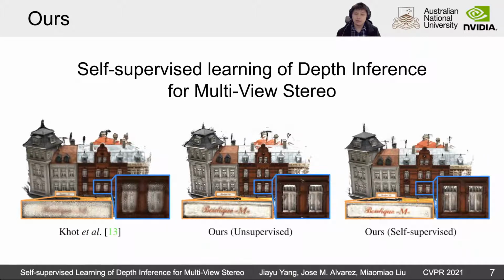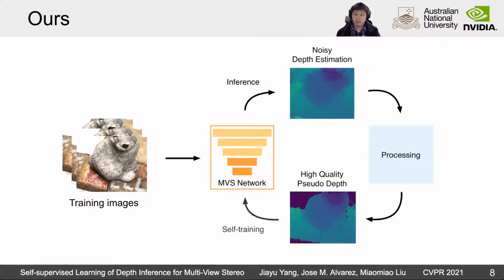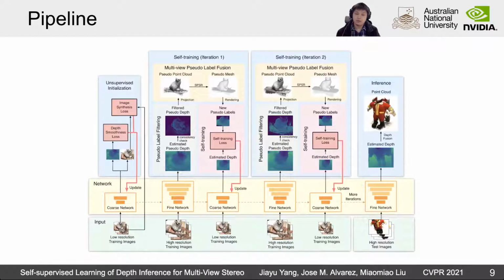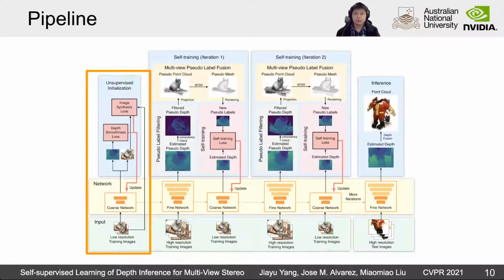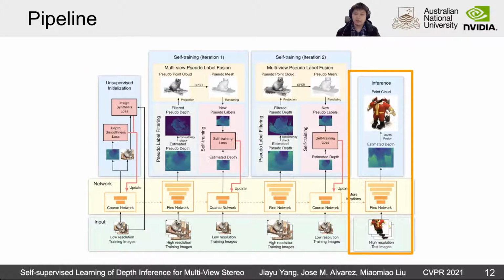Our method can achieve performance similar to its supervised counterpart without requiring ground truth depth training data. Our goal is to generate high-quality depth maps as pseudo-depth labels for training the network itself iteratively. We generate an initial set of pseudo-depth labels from an unsupervised network and then improve their quality with a carefully designed pipeline, to use them to supervise the network itself to improve performance. Our self-supervised learning framework consists of 3 parts: the unsupervised initialization, the iterative self-training, and finally the inference.